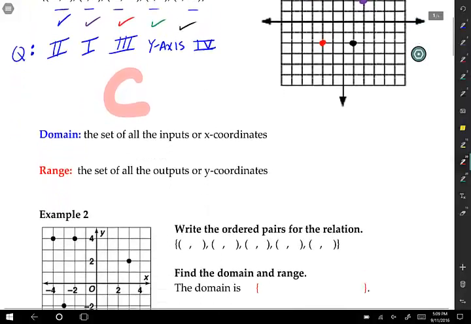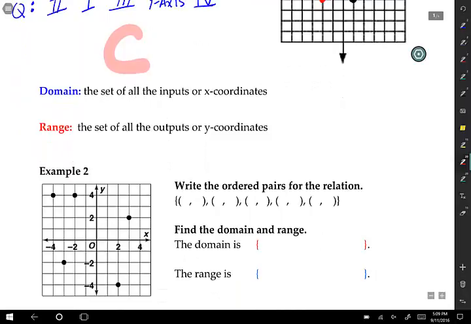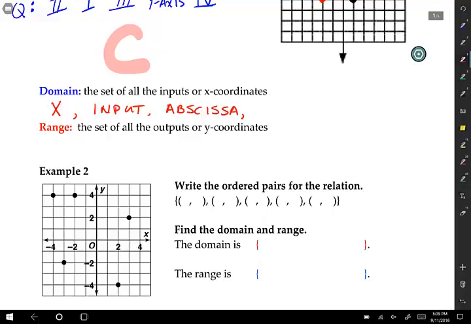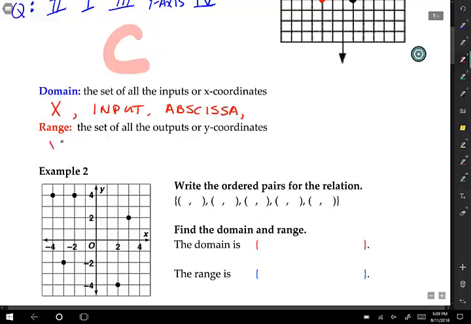So hopefully that helps a little bit in reviewing your quadrants and understanding how we graph a relation. Next, we're going to talk about domain and range. In Algebra 1, you may have remembered some other names for domain. Other names for domain include x, input, and the word abscissa. And the range could be considered as the words y, output, or ordinate.